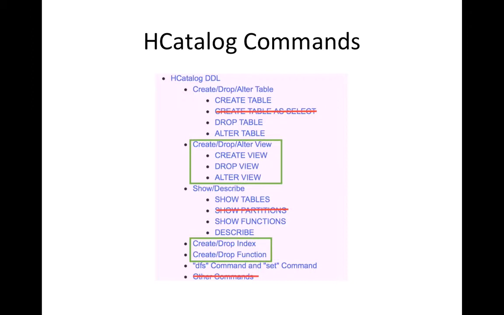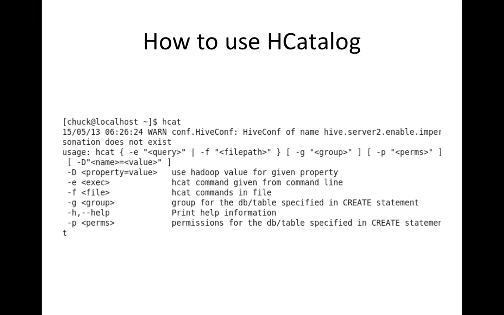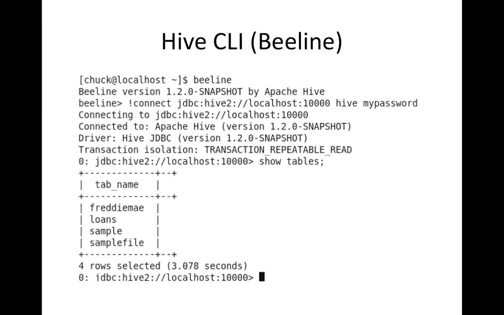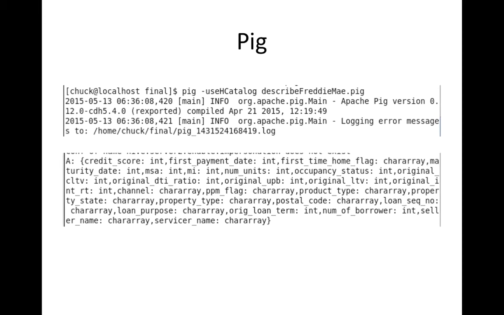And these are some of the HCatalog commands, and basically we could use only the DDLs, and this is how you would access HCatalog through the hcat command. And these are some of the Hive commands, which are mostly SQL-like commands. To access the Hive CLI, you would use beeline and then connect to the database. We would look at it in detail when we log in and look at the demo.